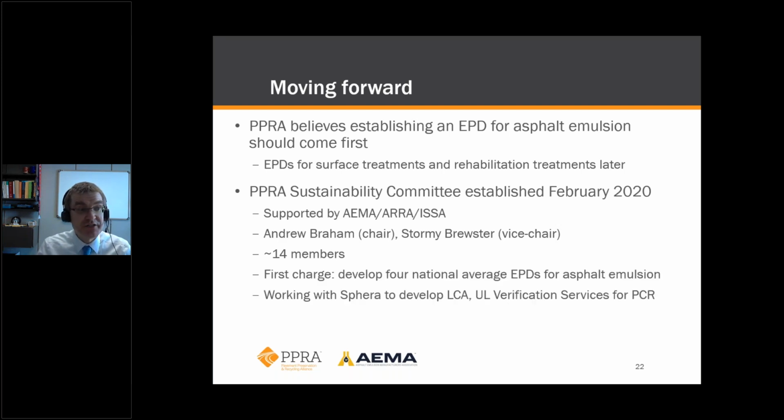Our first charge is to develop 4 national average EPDs for asphalt emulsion. That's a very important statement. National average EPDs, and we're developing 4 of them, which I'll define in the next slide. And we're working with the company Sphera to develop the LCA, and then we're working with UL Verification Services to develop the PCR.